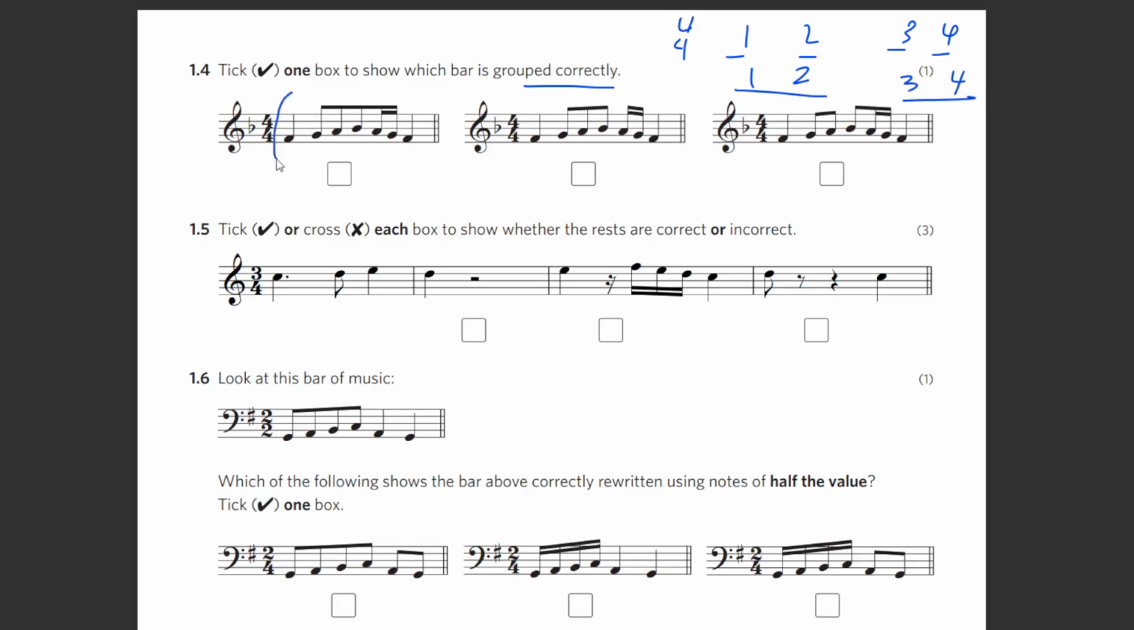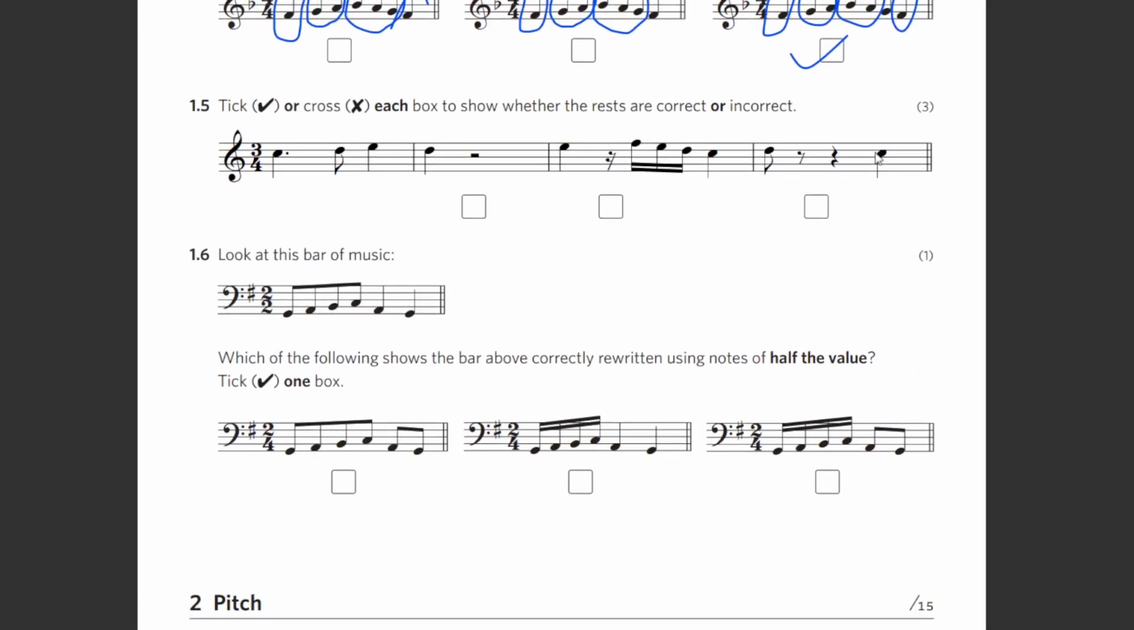So this is the first crotchet beat, this is the second crotchet beat, and this is the third crotchet beat. Remember, the second and the third crotchet beat cannot be grouped together, so this is wrong. This is the first crotchet beat, this is the second, and this is the third. These should be grouped together. This quaver here shouldn't be grouped with these 2 quavers here, so this is out. Next, this is first crotchet beat, second, third, fourth crotchet beat. So this is correctly grouped.